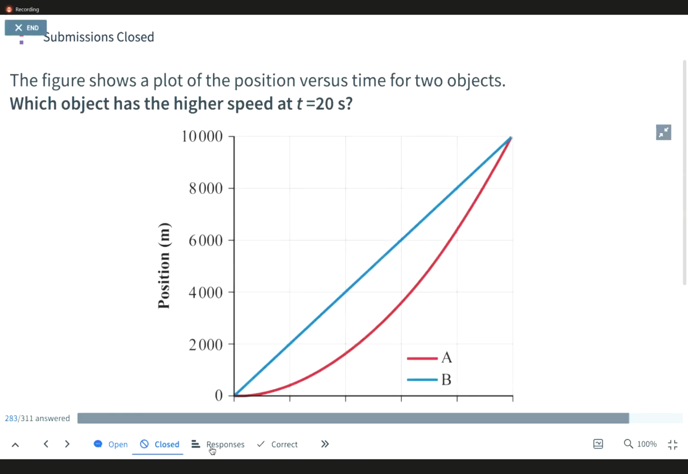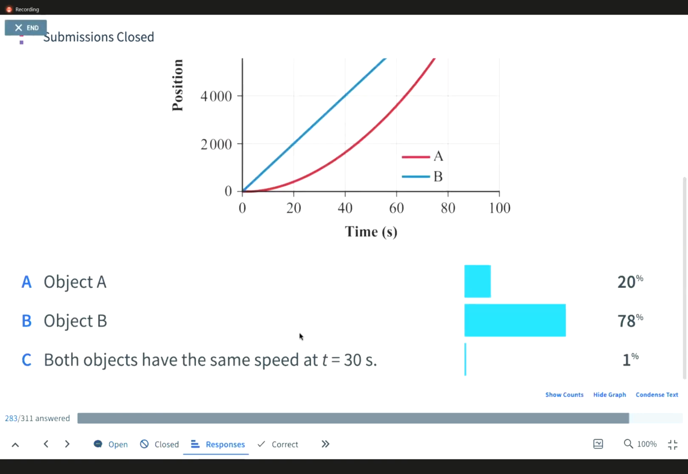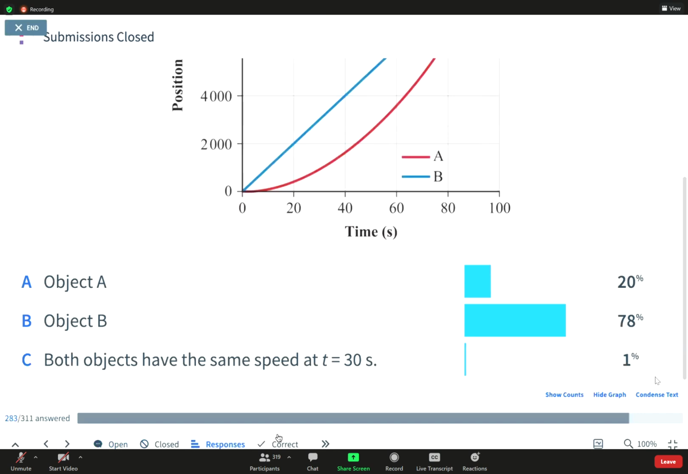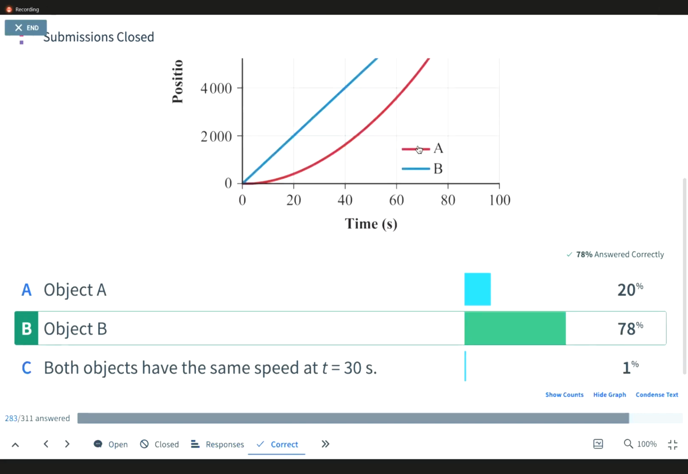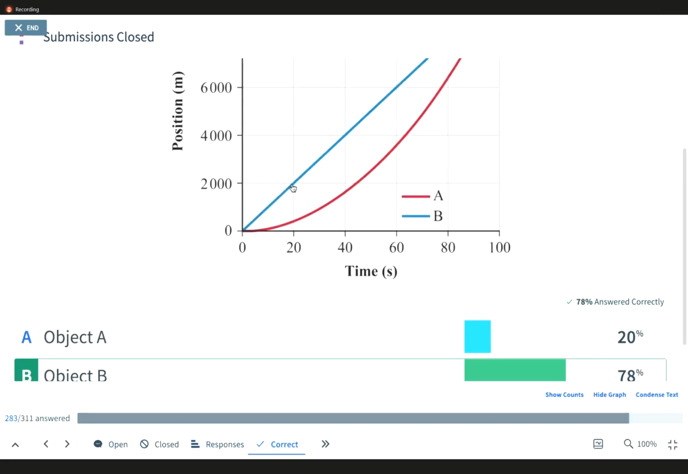So times up, the answer, most people say object B, and the answer is object B, and that's because object B has a larger slope at that time t equals 20 seconds in comparison to object A. So this is why we want to emphasize looking at the graph and seeing is the slope bigger or smaller than another object.